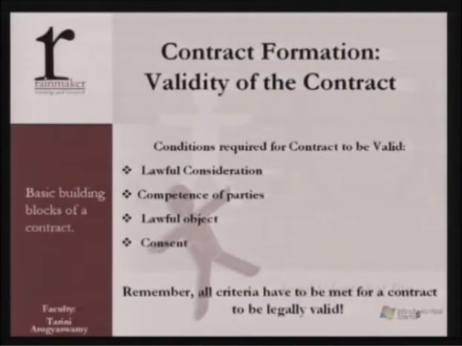The first condition is lawful consideration. The second condition, competence of parties. The third one, lawful object. And the fourth one, consent. All 4 have to be met. If even one of them is not met, the contract is not legally valid. The contract is void. Let's look at these one by one.